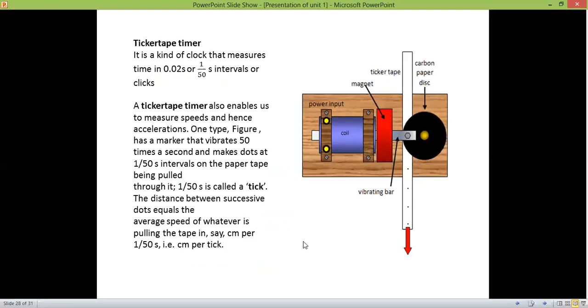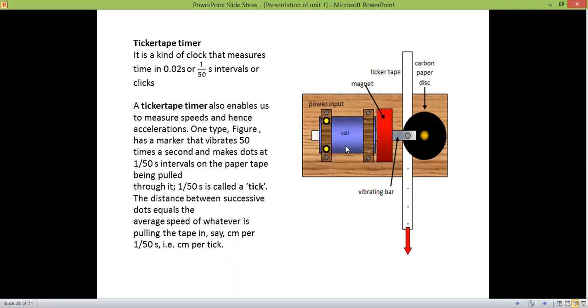The next topic is ticker tape timer. It is used to measure time. It measures time up to an accuracy of 0.02 seconds. This diagram shows the structure of ticker tape timer.